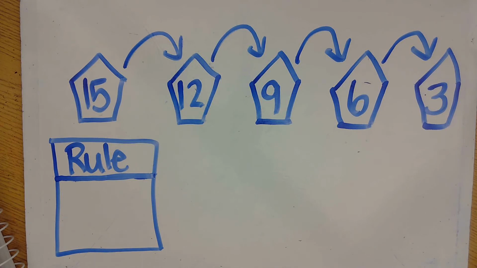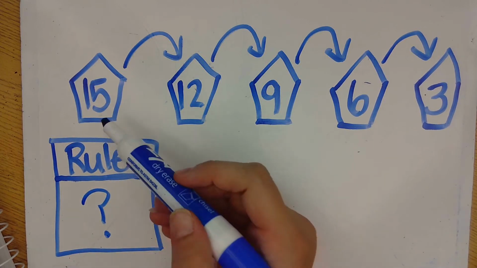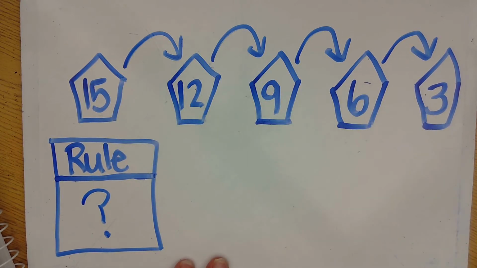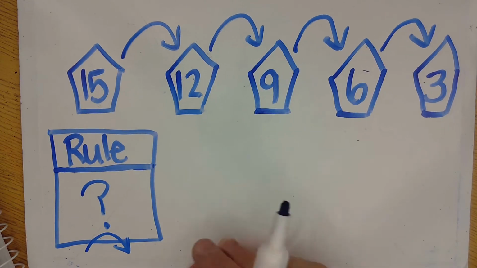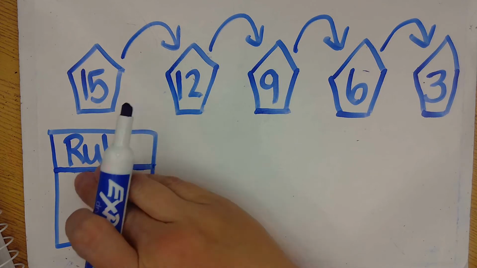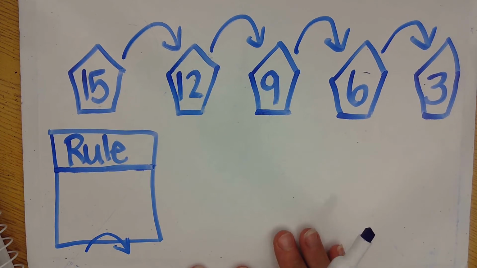If you said that the rule was missing, you are correct. We can see the numbers in the frames and arrows, but we cannot see a rule. So guess what our job is? Our job is to look at the numbers and try and come up with a rule for the rule box.